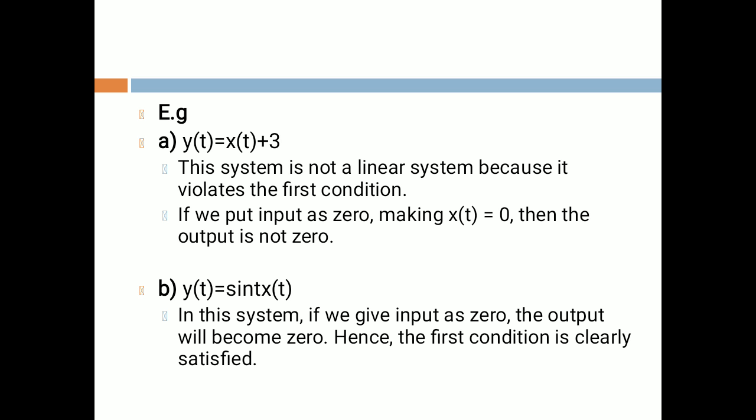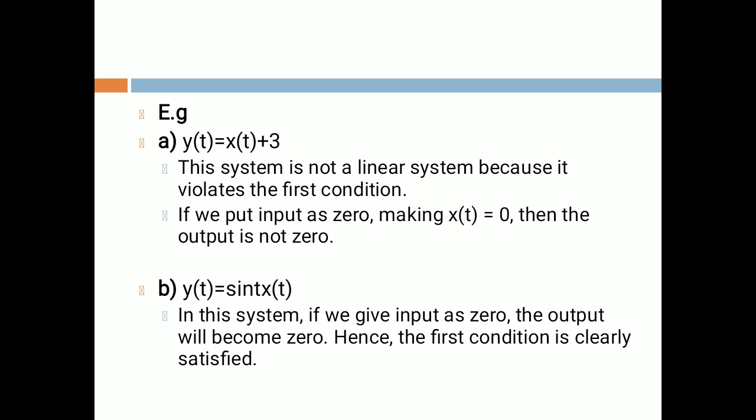So if we put input as 0, making x(t) = 0, then the output is not 0 because y(t) = x(t) + 3. If I put x(t) = 0, still 3 is remaining. So y(t) = 3, which violates the first rule that for 0 input, we get 0 output. Second example is y(t) = sin(tx).